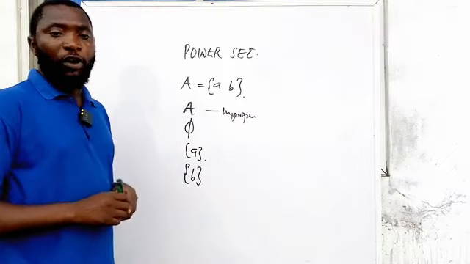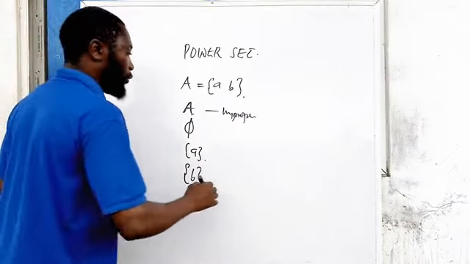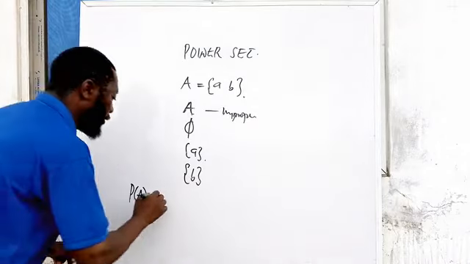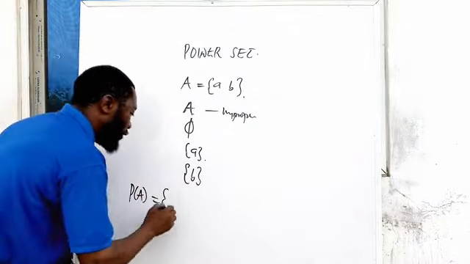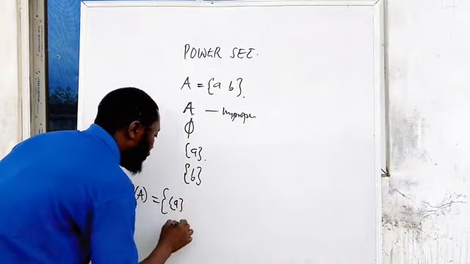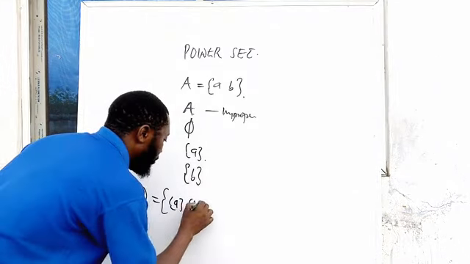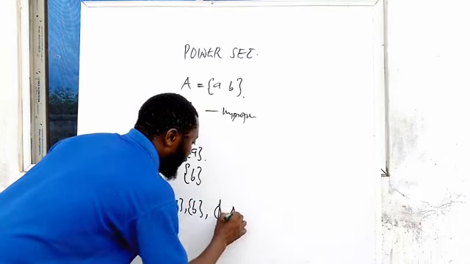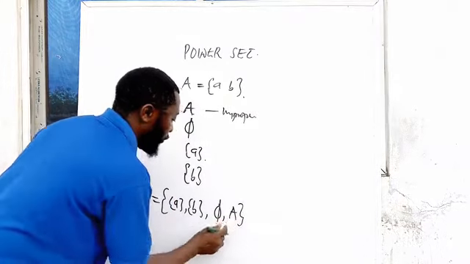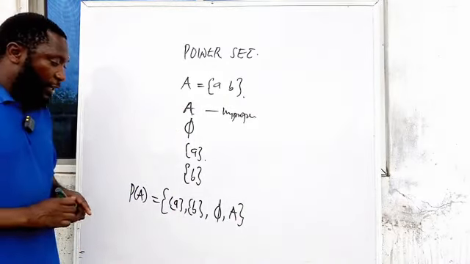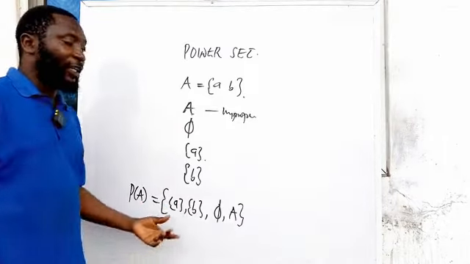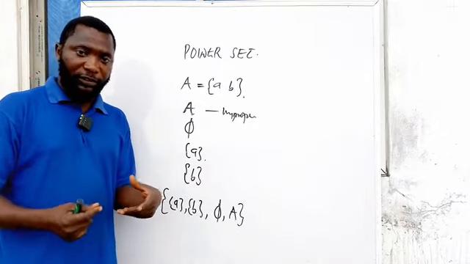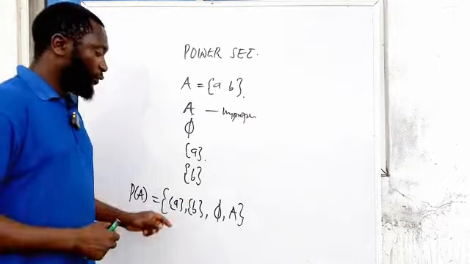So now the power set of this set A, which is P(A), will be the set of all possible subsets, which is {a}, {b}, the empty set, and set A itself. So these are the possible subsets of set A, and that is what we mean by power set: the set of all possible subsets that can be formed from a given set.